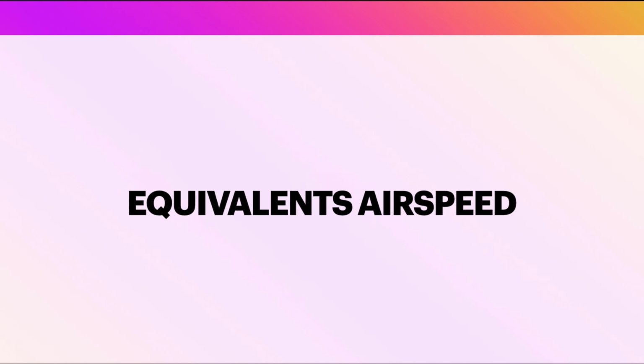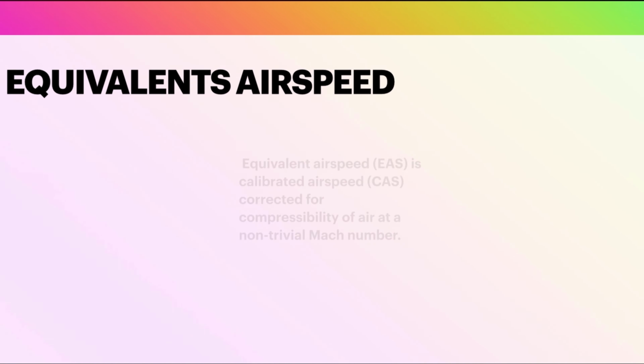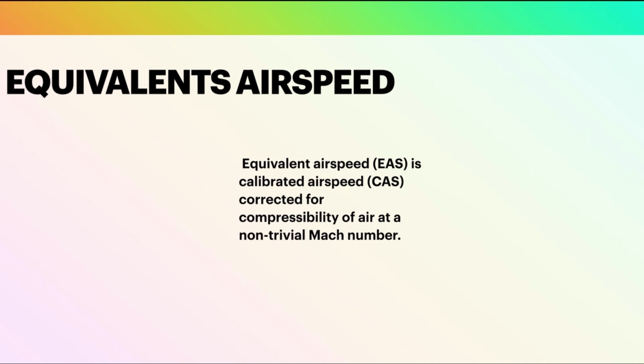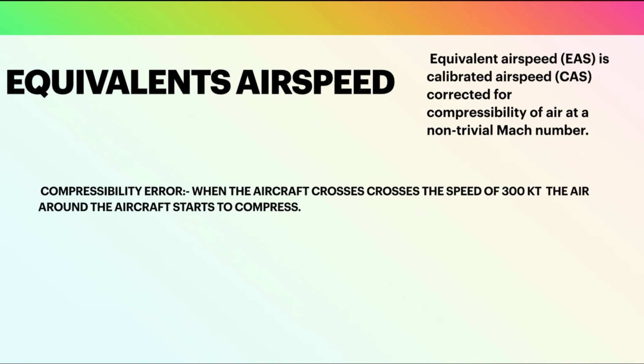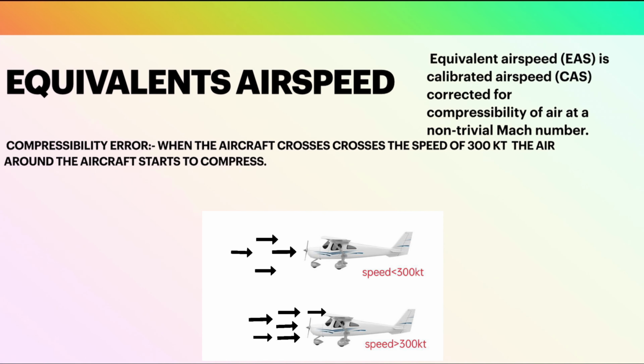The next is equivalent airspeed. Equivalent airspeed is the calibrated airspeed corrected for compressibility of the air at non-trivial Mach number. So what is compressibility error? When the aircraft crosses the speed of 300 knots, the air around the aircraft starts to compress. This airspeed is usually calculated above a speed of 300 knots.